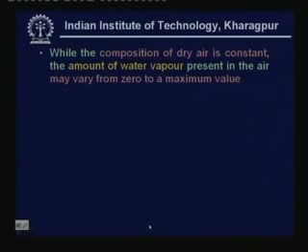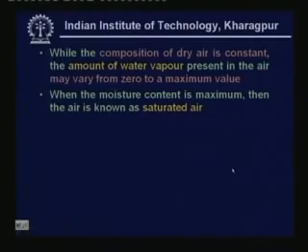As I said, while the composition of dry air is constant, the amount of water vapor present in the air may vary from 0 to a maximum value. That means you can have a perfectly dry air, that means there is no moisture at all, or you can also have a saturated air, that means air having a maximum amount of moisture. At a given pressure and temperature, air can hold a certain maximum amount of moisture or water vapor. So this is the maximum that the air can contain. In general, the amount of water vapor in air can vary between 0 and this maximum amount.